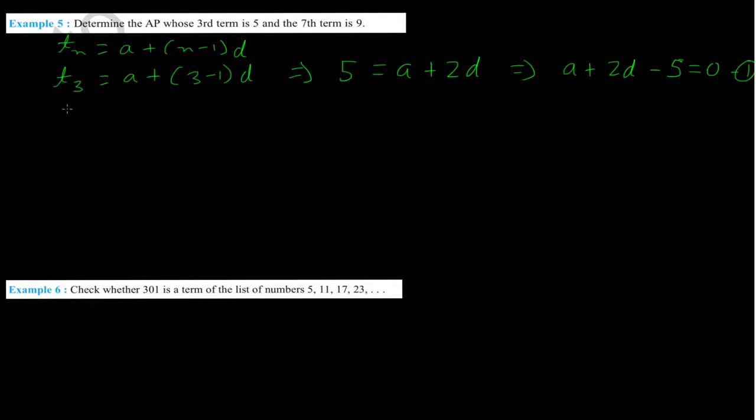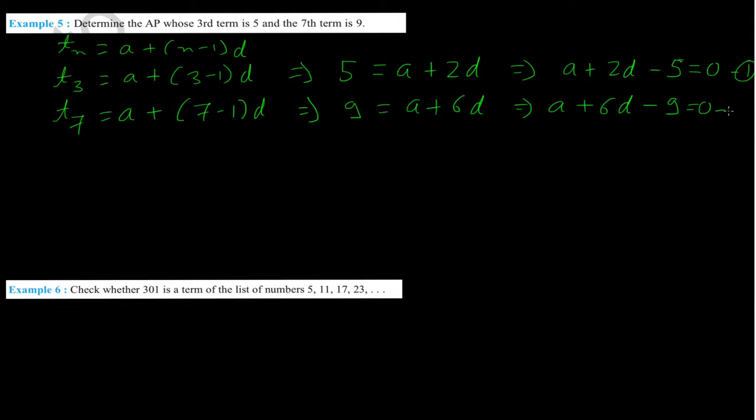Similarly, let us see what is next. The seventh term is 9. So T7 is a plus 7 minus 1 times d, and T7 is 9. So we have a plus 6d as 9. Therefore we have our second equation, a plus 6d minus 9 is equal to 0. In our previous chapter we had seen how to solve a pair of linear equations. So here we subtract one equation from the other. When we subtract, we have this as minus, this as minus, this as plus.